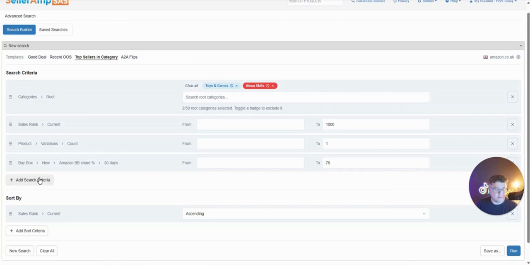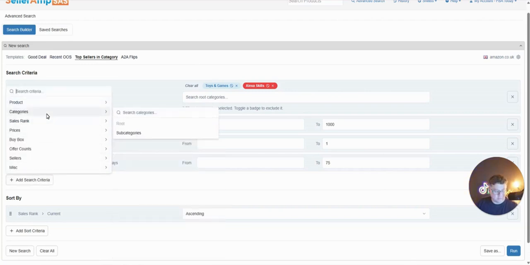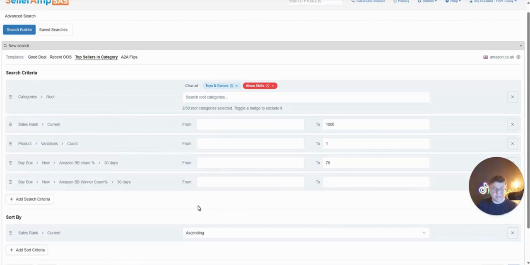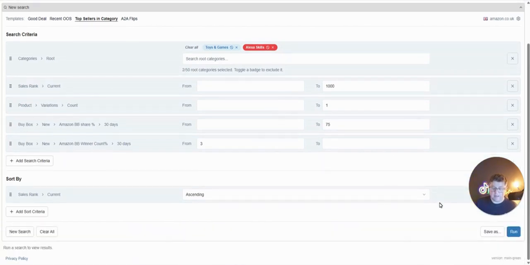We could also add another feature where we look at the buy box, new, and then go down to the win count. So this is going to tell us how many people have actually won on the buy box. So you could say, for example, 3 people have won the buy box in the last 30 days. And let's give this a try, see what the results look like.